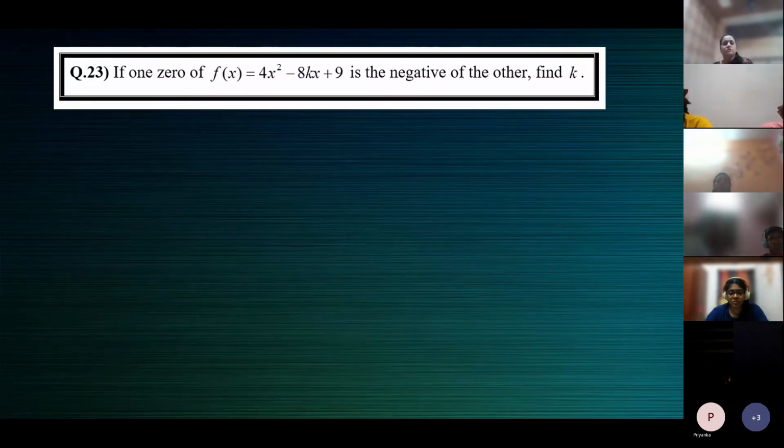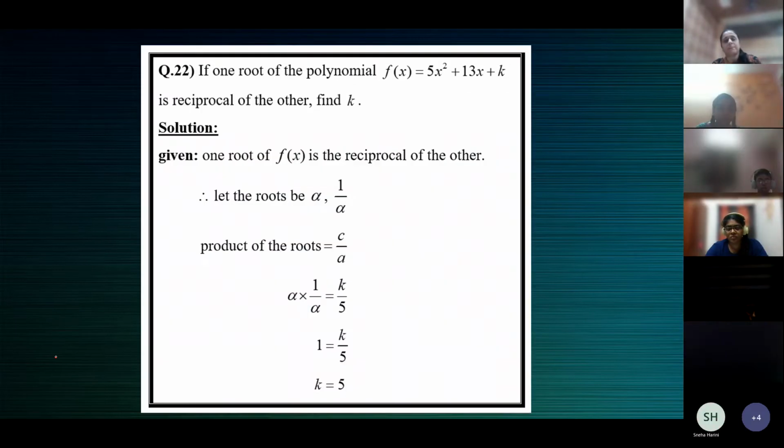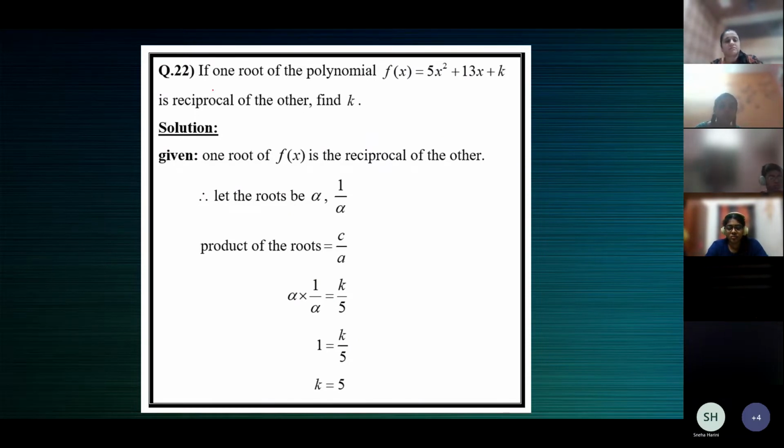All right. So here, this again is a quadratic polynomial, 4x squared minus 8kx plus 9. What is given here? One zero is the negative of the other. In the earlier one, what was given? One zero is the reciprocal of the other. Go back to the earlier one. I've explained this to you.